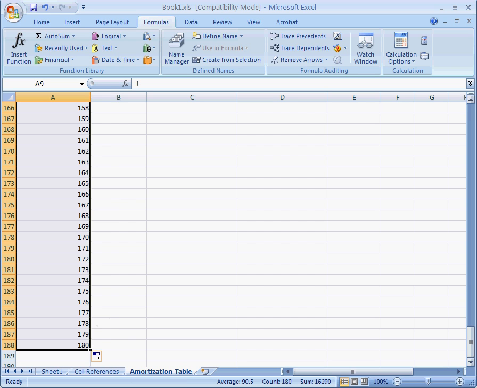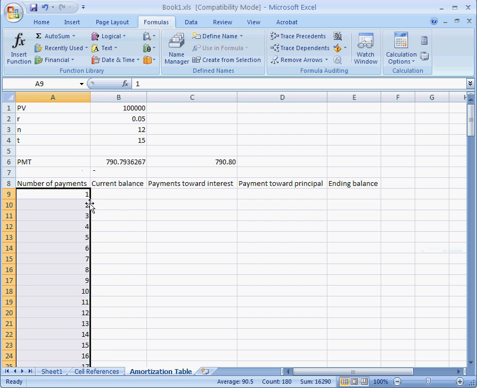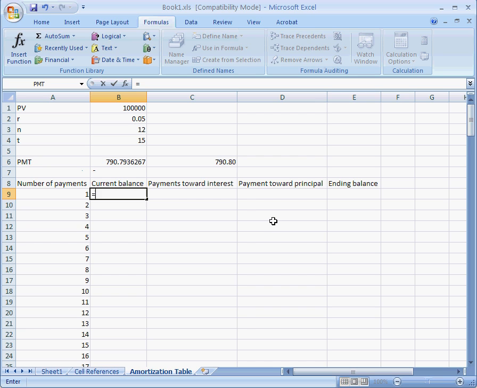We should see there's 180 total payments. Okay. The current balance to begin with is the initial balance, so that should be B1, and I'll make a reference to B1 there. The payment toward the interest is always going to be the current balance times R B2 divided by N, in this case B3. So we're going to see that first payment toward interest should be $416.67. I again want to round that.